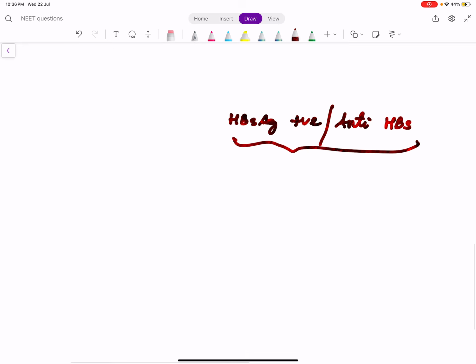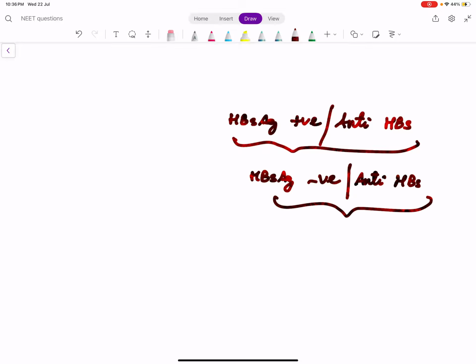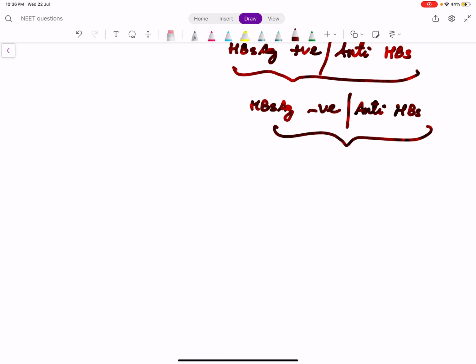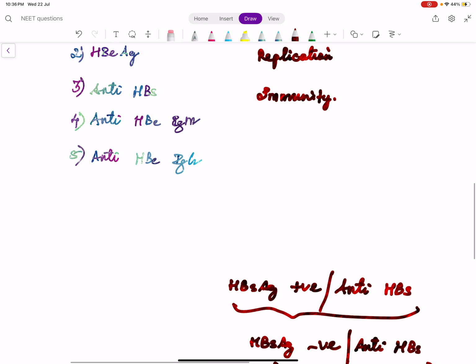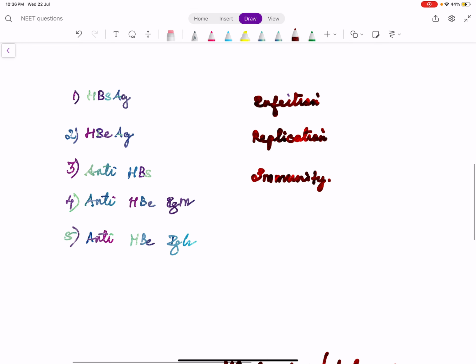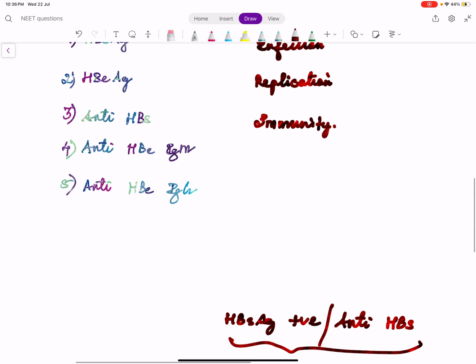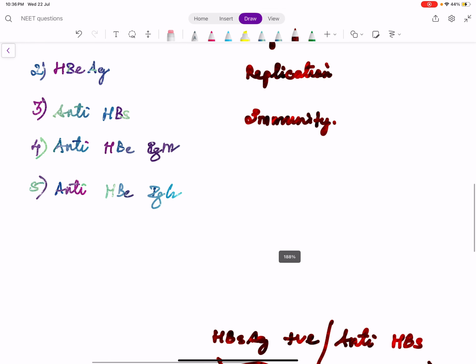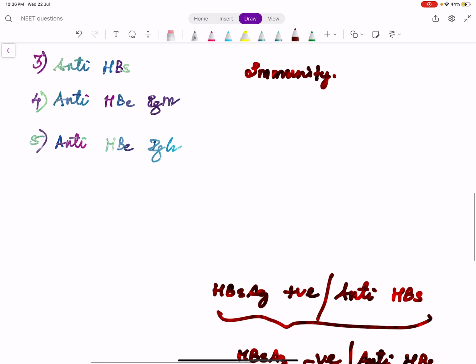So there's an antigen and there's an antibody for that. Suppose HBsAg is negative but anti-HBs is positive, what does it denote? It indicates the patient was vaccinated. He does not have the infection, but he has the antibody. I'm not bringing this one into the main tabular column, but this can also come as a question. Now anti-HBc IgM. What does anti-HBc IgM indicate? Something is acute.